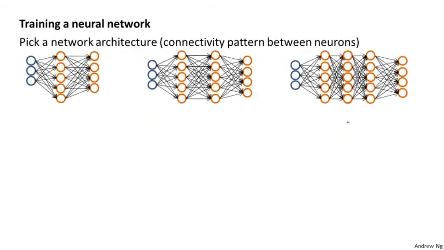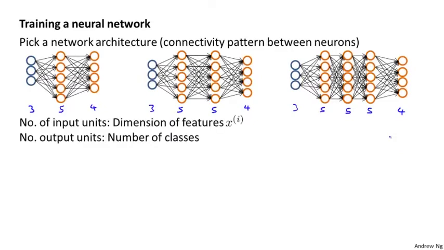When training a neural network, the first thing you need to do is pick some network architecture. And by architecture, I just mean connectivity pattern between the neurons. So, we might choose between, say, a neural network with 3 input units, 5 hidden units and 4 output units, versus one with 3 input units, 5 units in each of 3 hidden layers, and 4 output units. And so these choices of how many hidden units in each layer and how many hidden layers, those are architecture choices. So how do you make these choices?